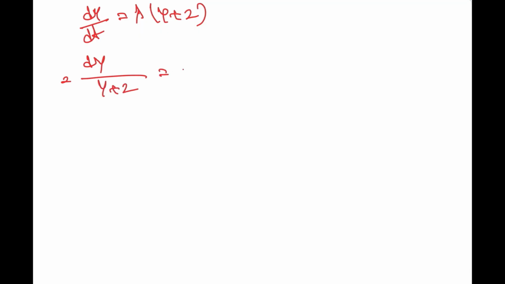So the equation is given like dy by dt equal to lambda times (y plus 2). Further, if we do dy by (y plus 2) equal to lambda dt, and if we integrate both sides, we take ln, so ln(y plus 2) equal to lambda t plus c, where c is the constant.